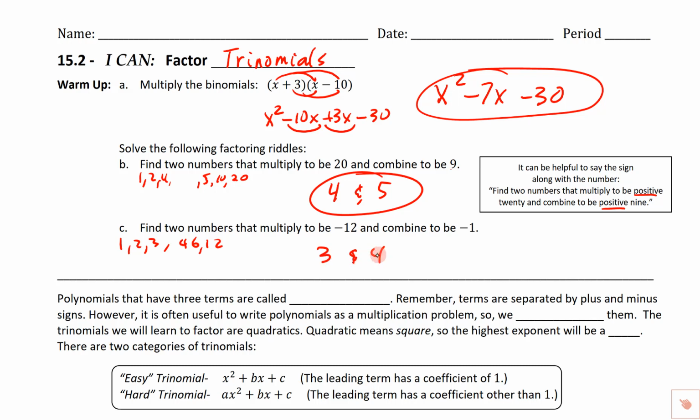We're going to multiply them together, and we're going to get a negative. So again, one of them's got to be negative. But when we combine them, in other words, when we add them together, the answer has to be negative. So when we combine them, the bigger one's got to be negative, so that means it's going to be a negative 4.